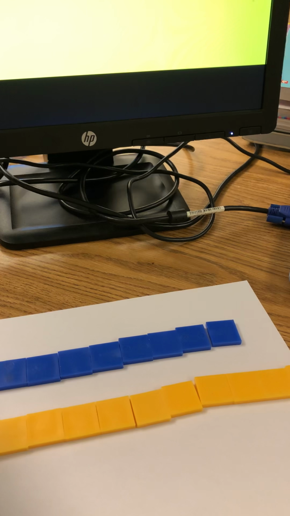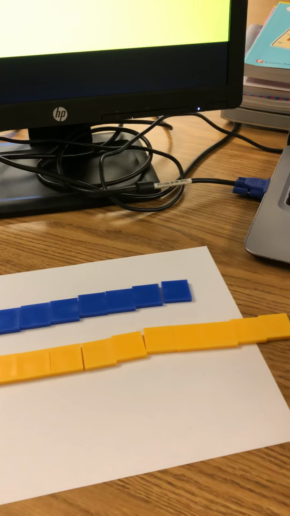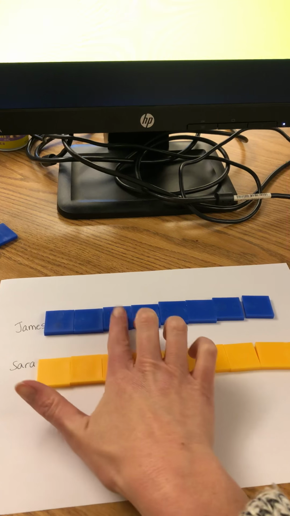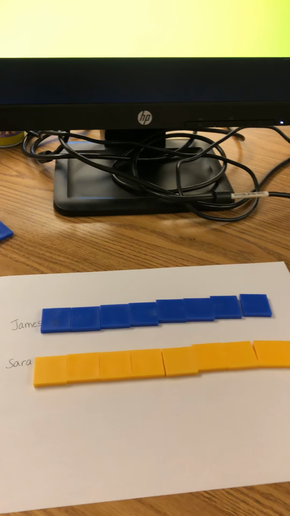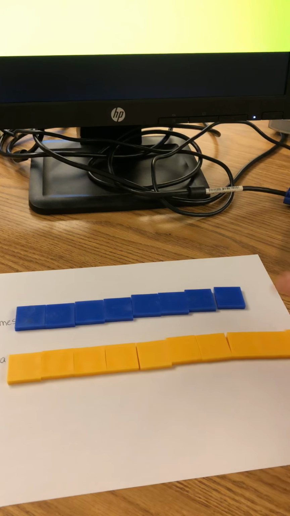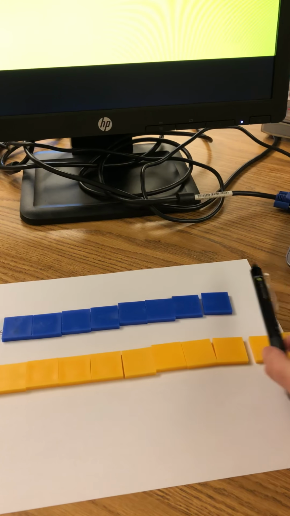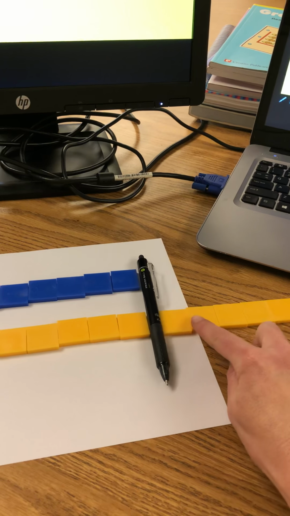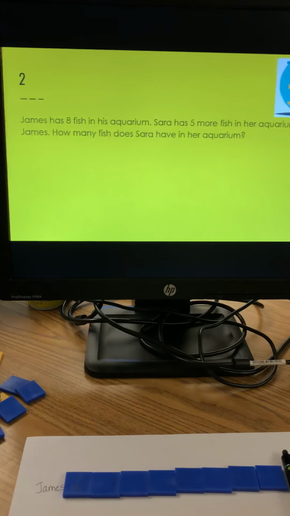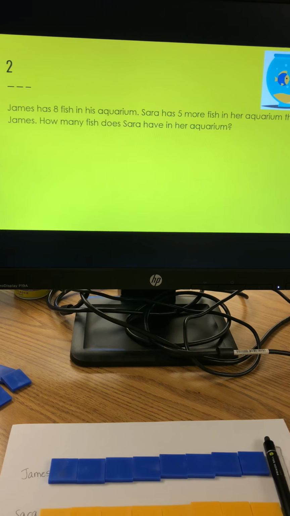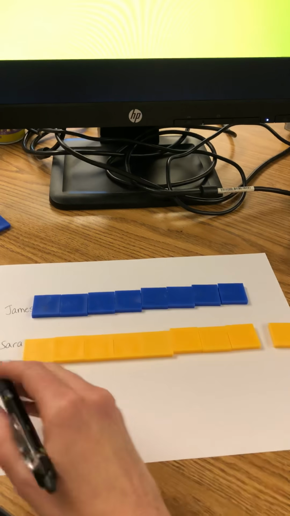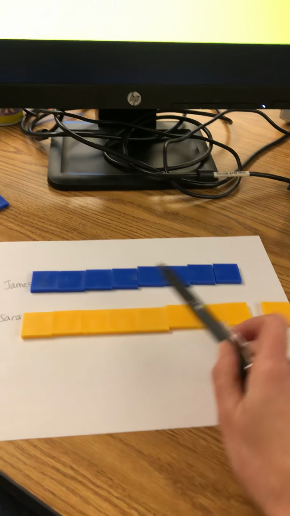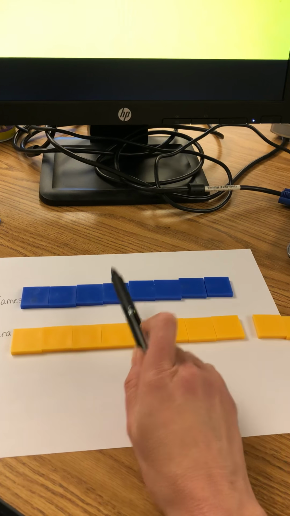A great tool to use is snap cubes during this lesson, or they can do just like what I'm doing with tiles, so that way they can then see how quantities line up with each other. And so here they're going to notice that Sarah and James both have the same amount here, 8 fish, but we also know Sarah has 5 more. 1, 2, 3, 4, 5. The question now is, how many fish does Sarah have in her aquarium? With this model, students are then able to prove that Sarah indeed has 13, and the reason why is that 5 more than 8 is 13.